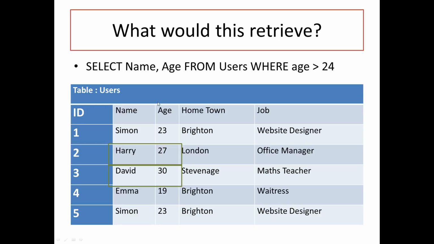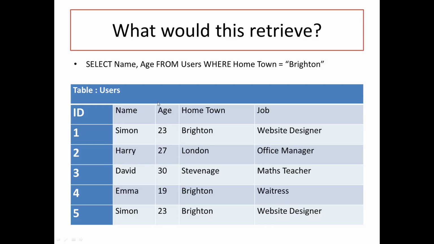Okay, so for example, we can have a different one. Select name and age from users where hometown equals Brighton. You can note here that because we're dealing with text, we've had to put it in quotation marks. That's because SQL wouldn't recognise Brighton as something to be looking for if you took them out, and it would give you different errors. So if you're going to be searching for particular pieces of text, you've always got to use quotation marks.